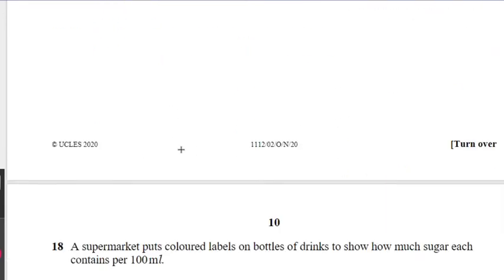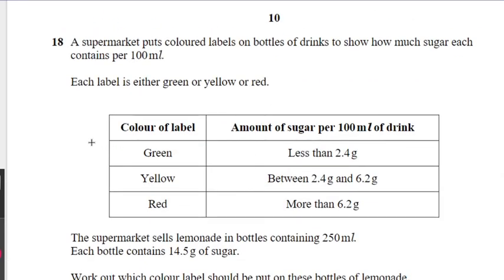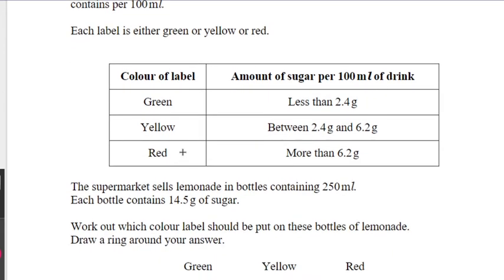Okay, move on. Number 18. Look here. A supermarket puts colored labels on bottles of drinks to show how much sugar each contains per 100 milliliters. Each label is either green, yellow, or red. Green means the amount of sugar per 100 milliliters is less than 2.4. Yellow means it's between 2.4 and 6.2. Red means more than 6.2, which means don't take.